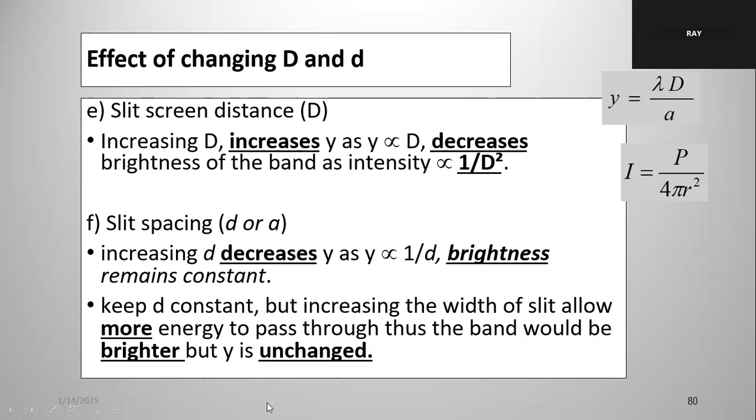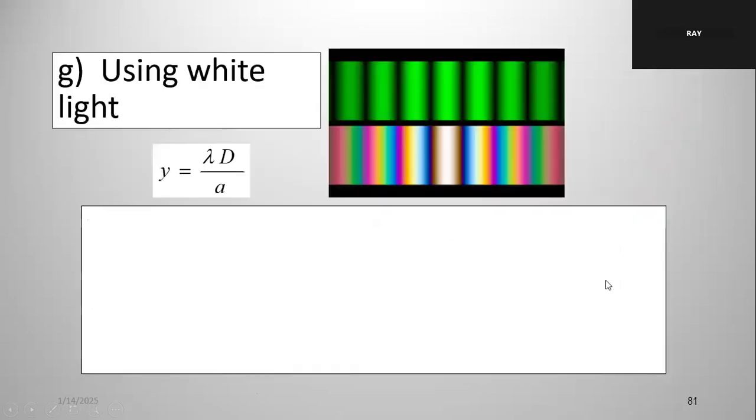Keeping D constant, increasing the width of the slit allows more energy. If you increase the width of the slit, you allow more energy passing through the band. Thus the band will be brighter. But Y is unchanged, as long as you keep D or A constant.